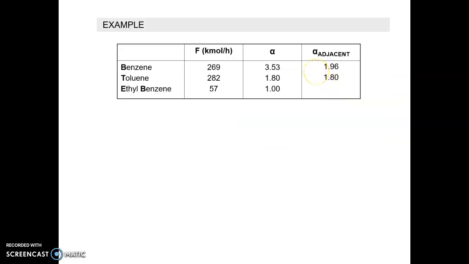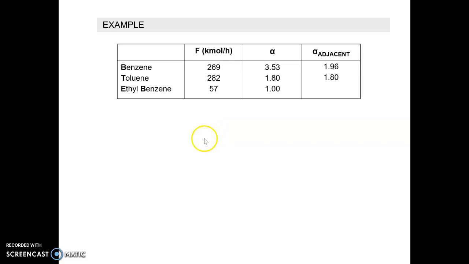Let us say we have one example, benzene, toluene, and ethyl benzene. This will clarify certain doubts in your mind which might have been created. Benzene is almost 270 kilomole per hour, toluene 282 kilomole per hour, and ethyl benzene 57 kilomole per hour. These are their alpha values, and these are the alpha adjacent, that is this upon this and this upon this.